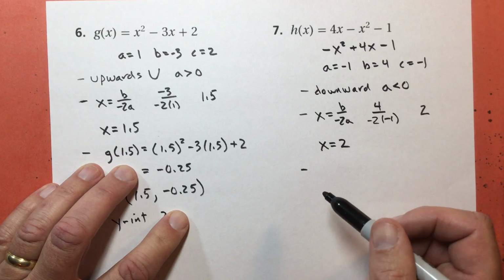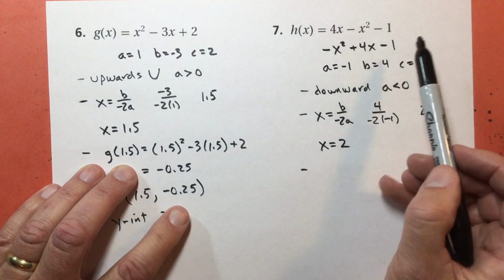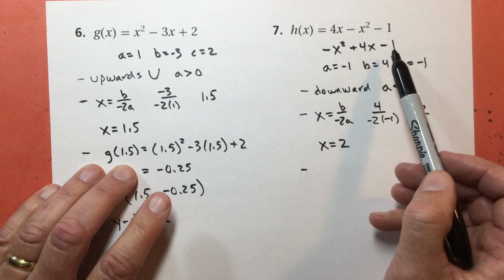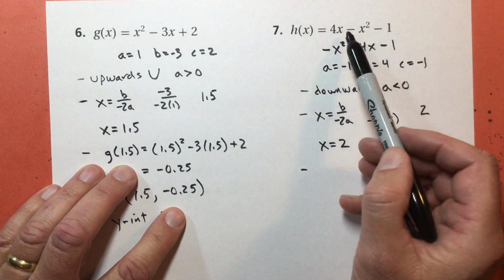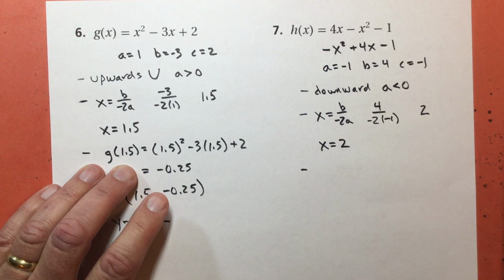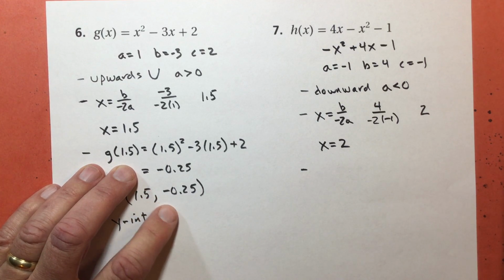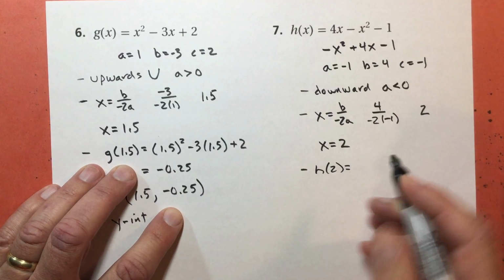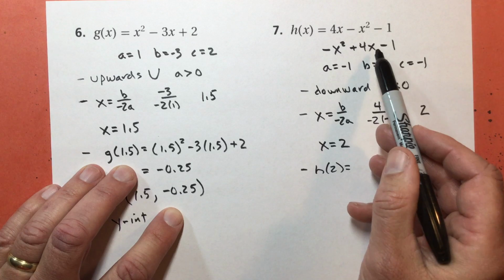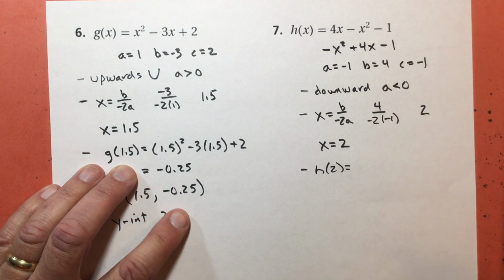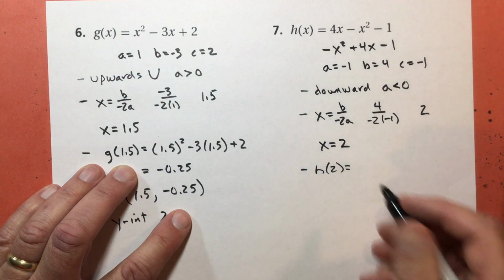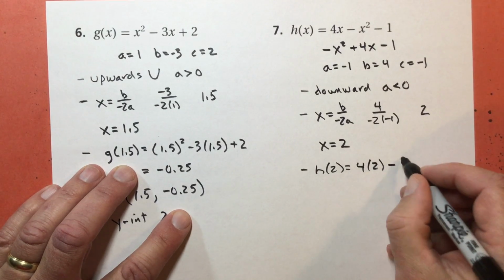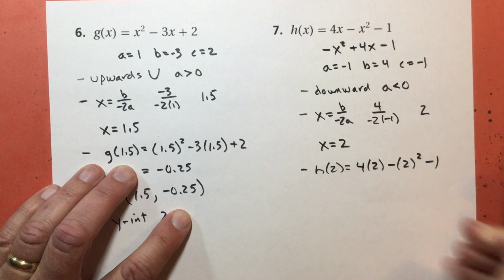My vertex. Now, you can use this if you didn't make a mistake. And I don't know how you'd make a mistake, but sometimes I do. Or you can go back to the original. It's a good habit to get into to always go back to the original. So I'm going to do h of 2 equals, and this is standard form, but it doesn't matter which form you use if you're trying to find the y value of the vertex. So I'm going to do 4 times 2, subtract 2 squared minus 1.